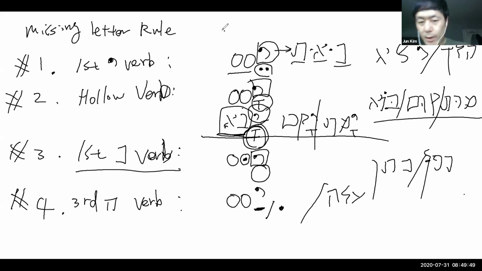Sorry. Okay. So yeah, these are the four missing letter rule. So you need to memorize this. I hope you understand everything. All right. Then let's move on to the characteristics of different types of forms.